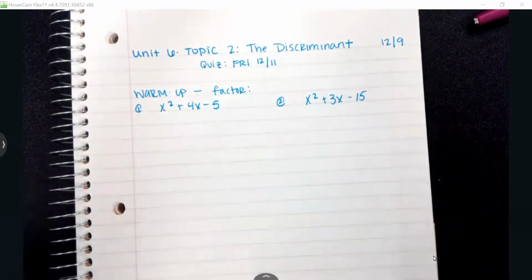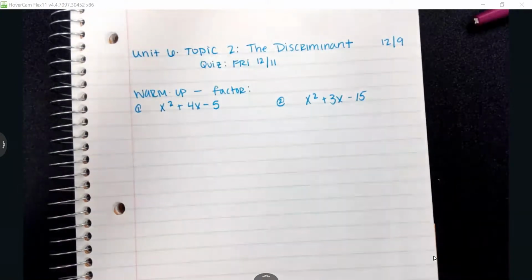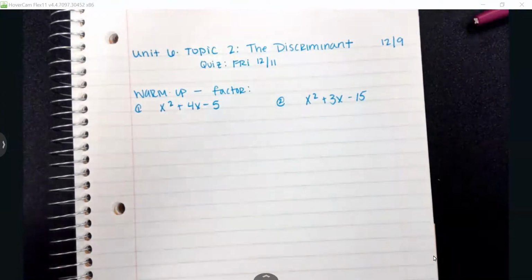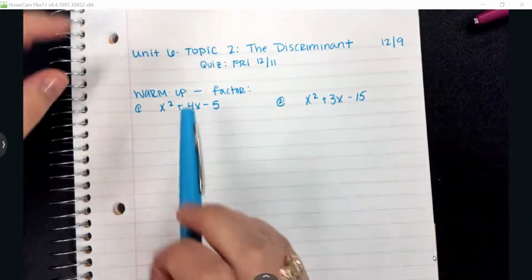So Friday, there will be 3 things on your quiz: simplifying radicals, adding and subtracting complex numbers, and the discriminant. Okay, next week we will use the quadratic formula. So let's go over this warm-up really quick.